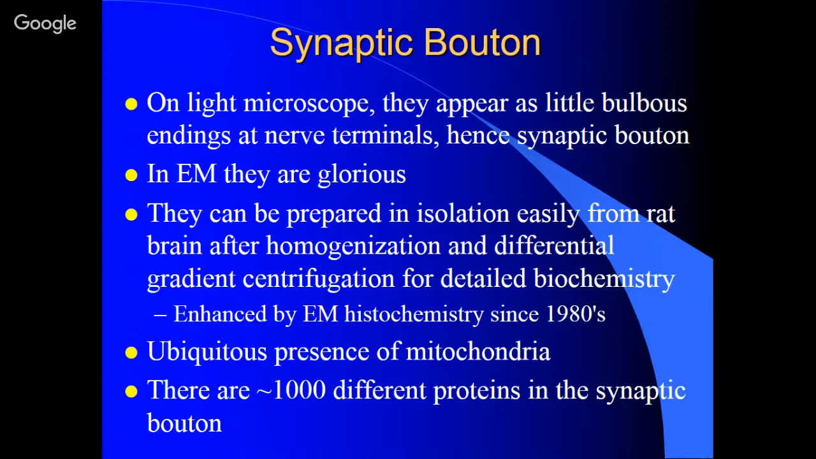And then in the 1980s, the EM became much more sophisticated because you could do histochemistry. So either you could run chemical reactions, or you could do immune-related staining of the cell and see where various molecules were sitting.